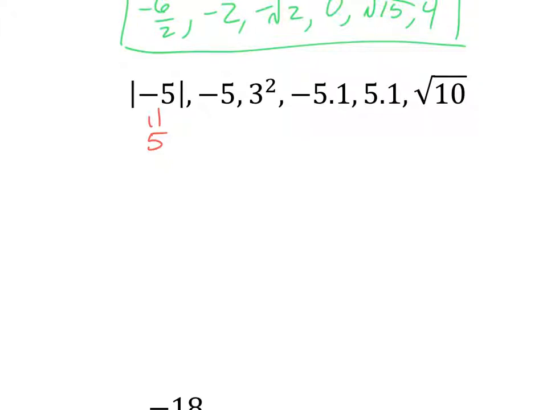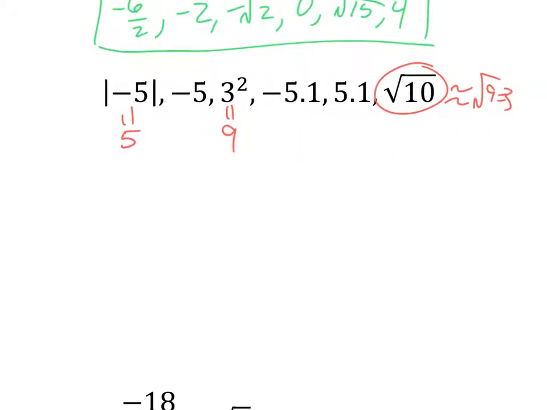Then 3 squared would be 9. 3 times 3 is 9. Negative 5.1, 5.1. And then let's think about the square root of 10. Well, that's really close to the square root of 9, which is equal to 3. Okay, so this one's going to be just slightly bigger than 3.